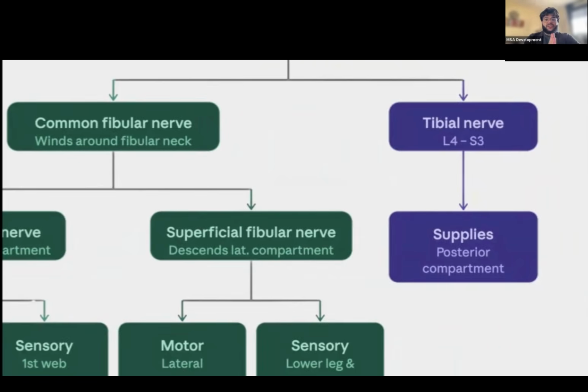Okay, with that, we're done with the anatomy portion of the OSPE crash course. Now we'll start to discuss the EMG lab that you guys had. So what even is EMG?